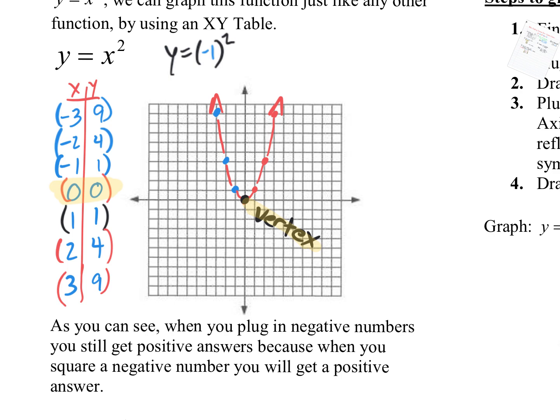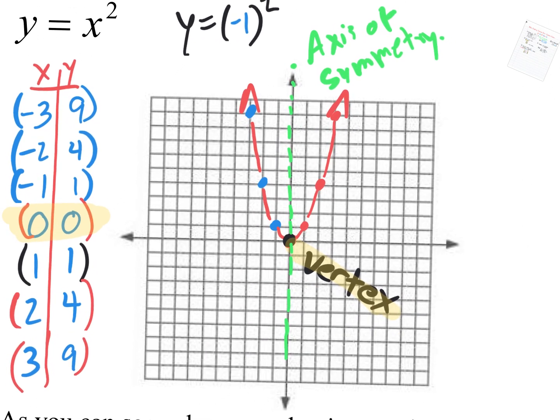Through any vertex, the vertex is the most important point because it's the middle. It's either the highest point or the lowest point, depending on if the parabola opens up or down. But through that vertex, there exists a vertical line. I always use a green dotted line, and that green dotted line is called the axis of symmetry. Go ahead and jot that down in your page of notes right there.